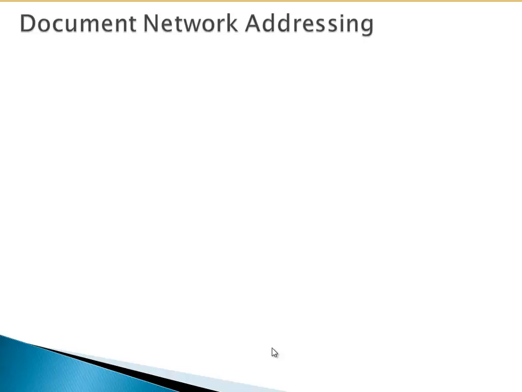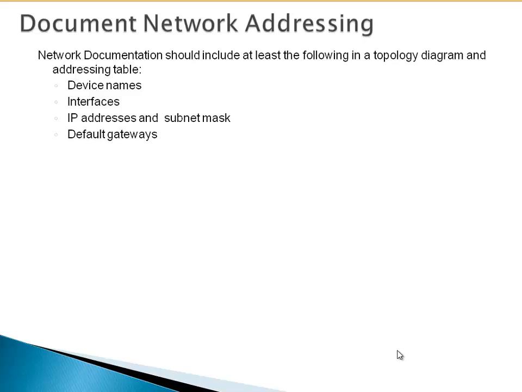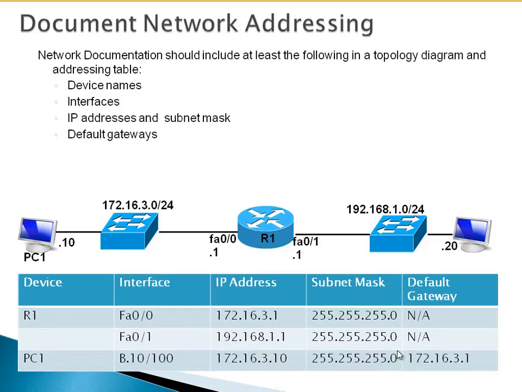Documenting network addressing. Documenting is very, very important. Network documentation should include at least the following in the topology diagram and addressing table. You should have device names, interfaces, IP addresses and subnet masks, and default gateways. So for our network, for example, our documentation will look something similar to this.